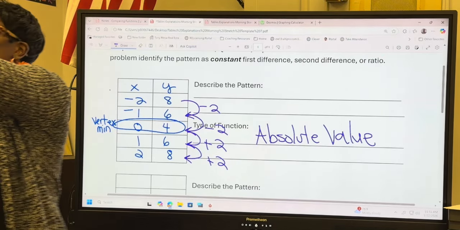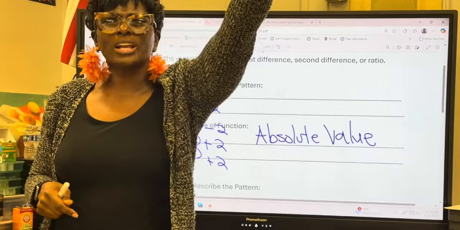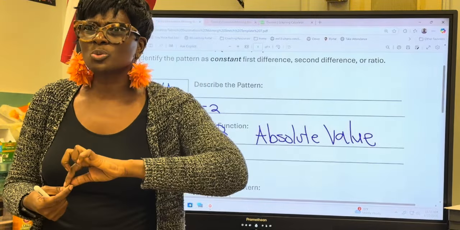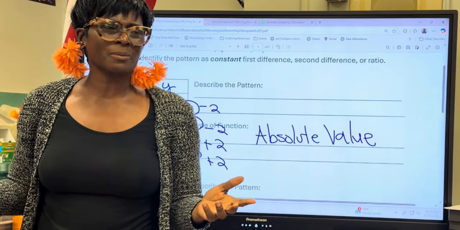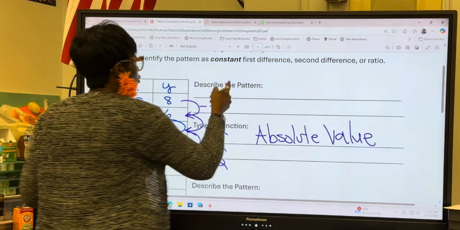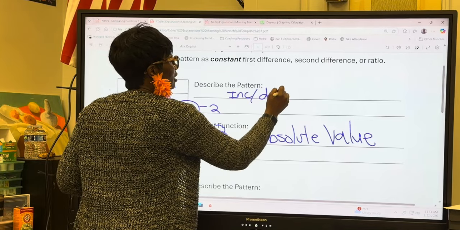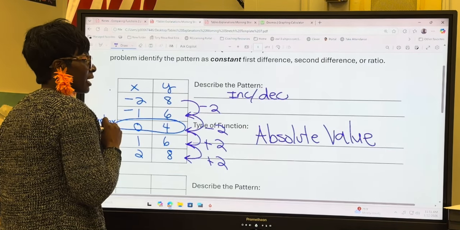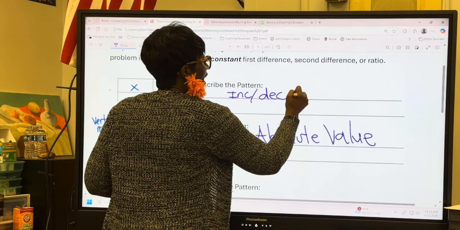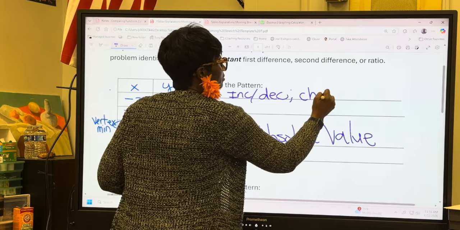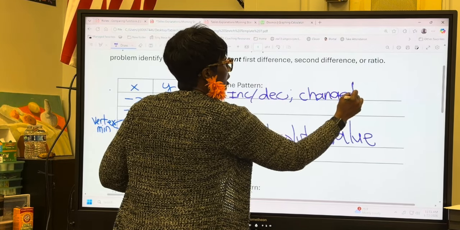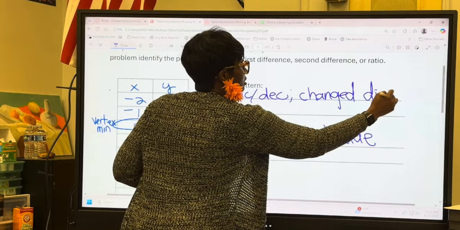We got to see that it's changing direction. It was decreasing, now it's what? Increasing. It's not doing the same thing. So if we describe this pattern, it was increasing and then what? Decreasing, right? It changed, and I'm just making shortcut notes, changed direction.